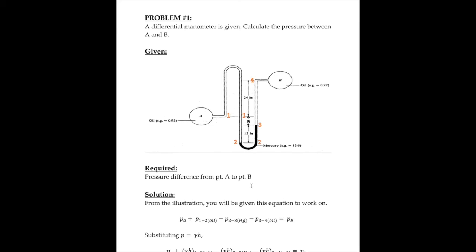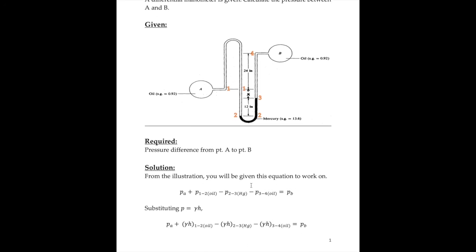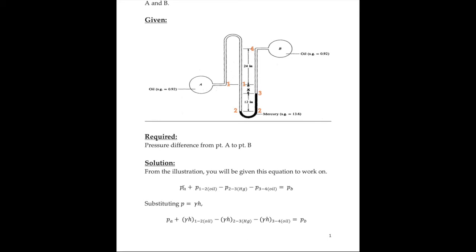From what I said before, you have to see in the illustration, this will be your working equation for the whole problem. Pressure A, plus the pressure from point 1 to point 2, starting from this up until here, subtracted by the pressure from point 2 to point 3 in mercury, seen in this part, subtracting again the pressure from point 3 to point 4 since it's elevating, equals the measured reading at point B.